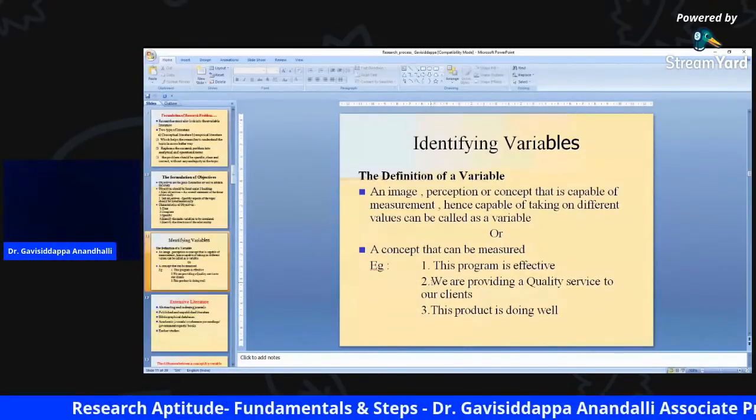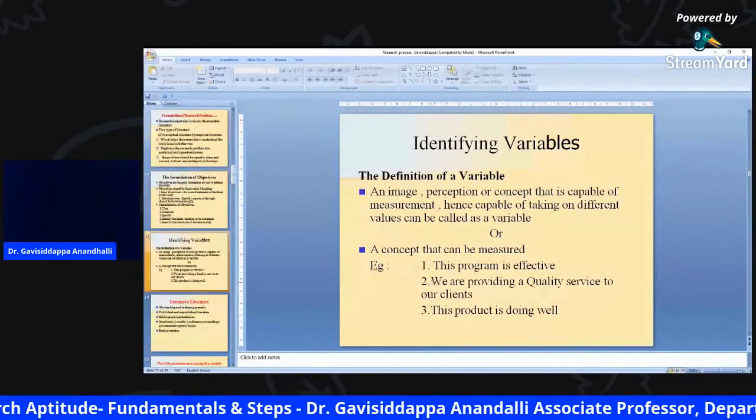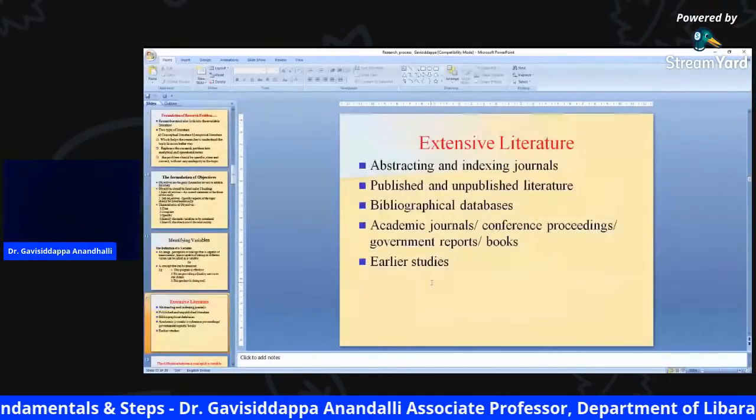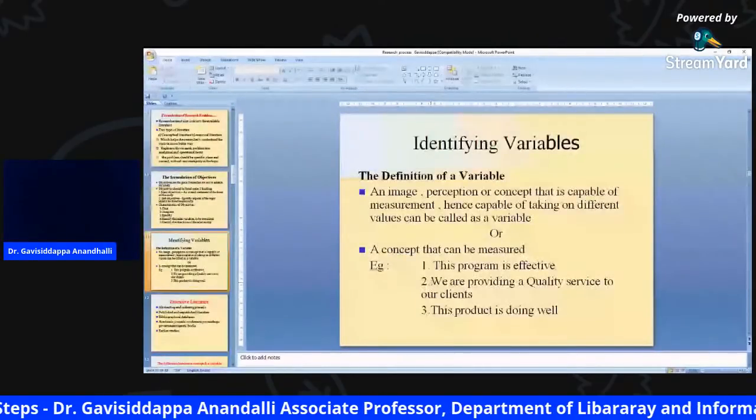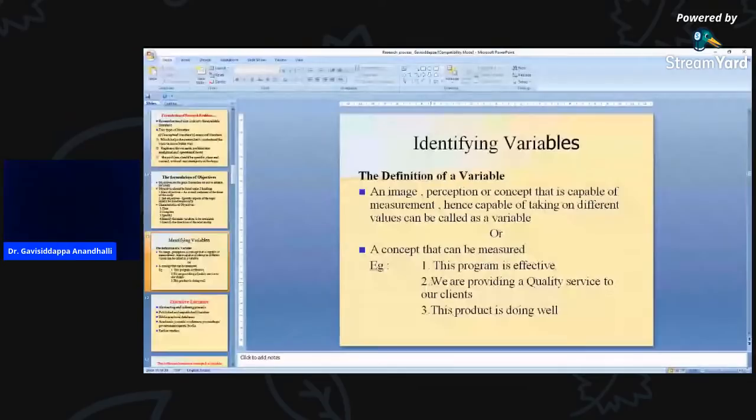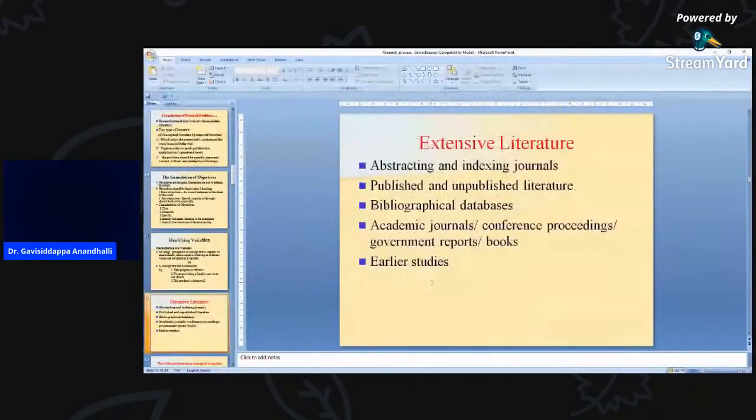This way, for example, gender is one variable, job satisfaction is one variable, and academic performance is a variable. So we come across many variables in your research work.